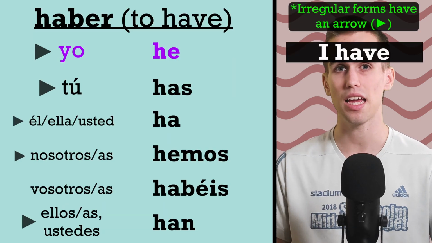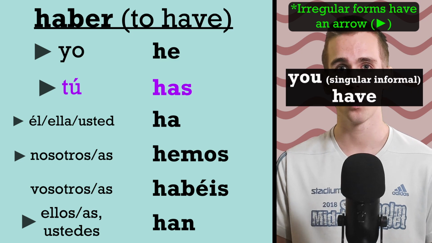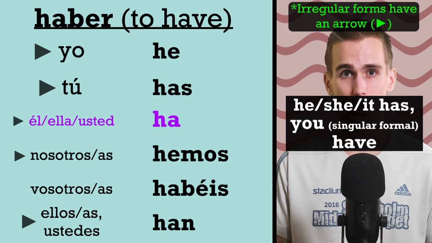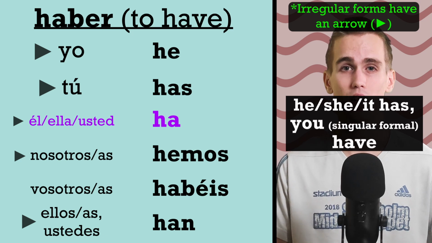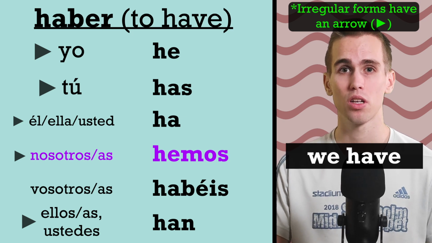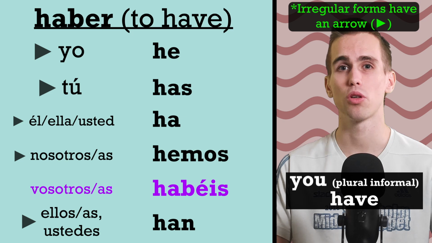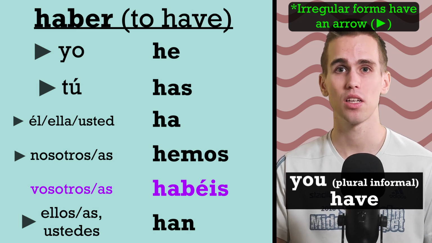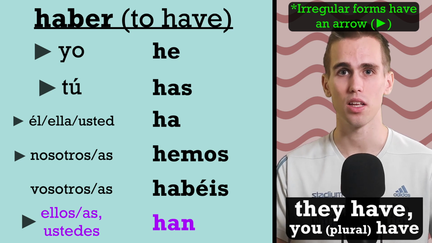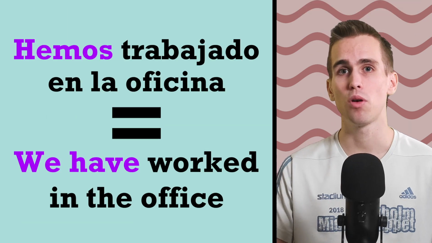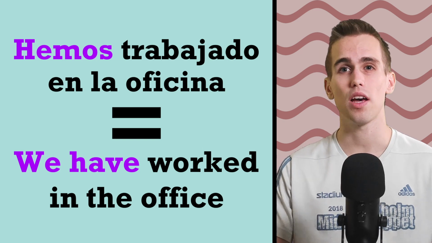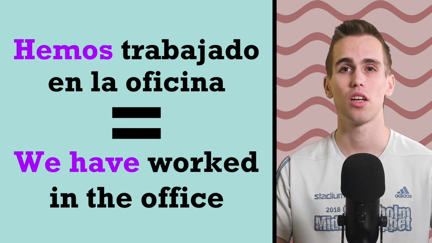Yo he, tú has, él, ella, usted ha, nosotros, nosotras hemos, vosotros, vosotras habéis, ellos, ellas, ustedes han. Example: hemos trabajado en la oficina. We have worked in the office.